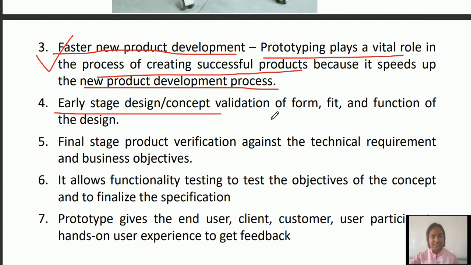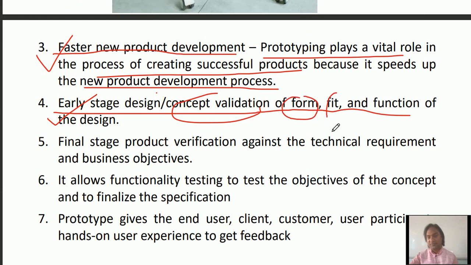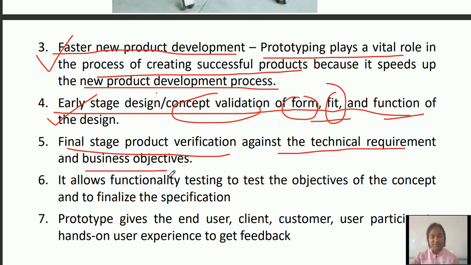Then, early stage design concept validation of form, fit, and function of the design can be tested. Obviously, concept and form, how it looks; fit, what it is like when we go for the assembly operation, how we are going to assemble the parts; and then function can be tested with the help of the prototype. Then final stage product verification against the technical requirements and business objectives can be done.